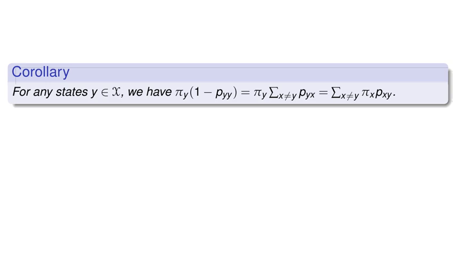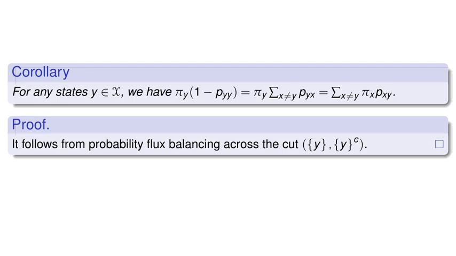As a corollary to this flux balance, for any state y in script X, we have pi_y times 1 minus P_yy equals pi_y times the sum over x not equal to y of P_yx. This in turn is equal to the sum over x not equal to y of pi_x times P_xy. This simply follows from applying the probability flux balancing principle across the cut defined by the set containing only y and the set of all other states, the set y complement.